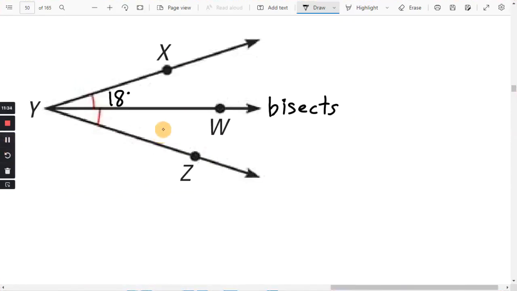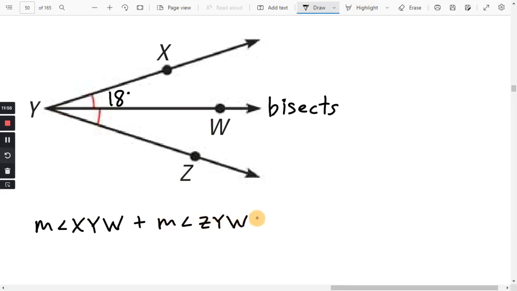So this is just angle addition. The angle on top is XYW. So the measure of XYW, and then add the one on the bottom, ZYW, measure of angle ZYW. And that equals the whole thing, XYZ.